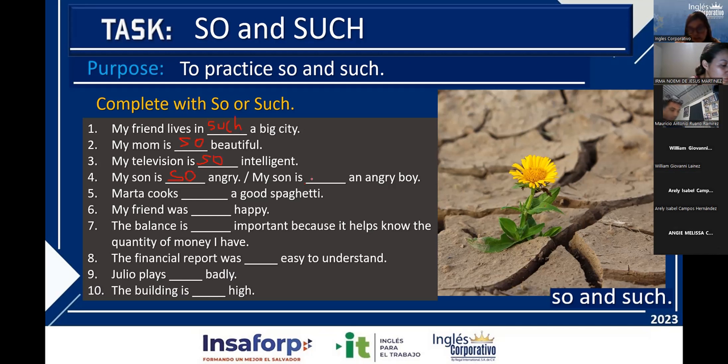My son is such an angry baby. Marta cooks so well. My friend was so happy.